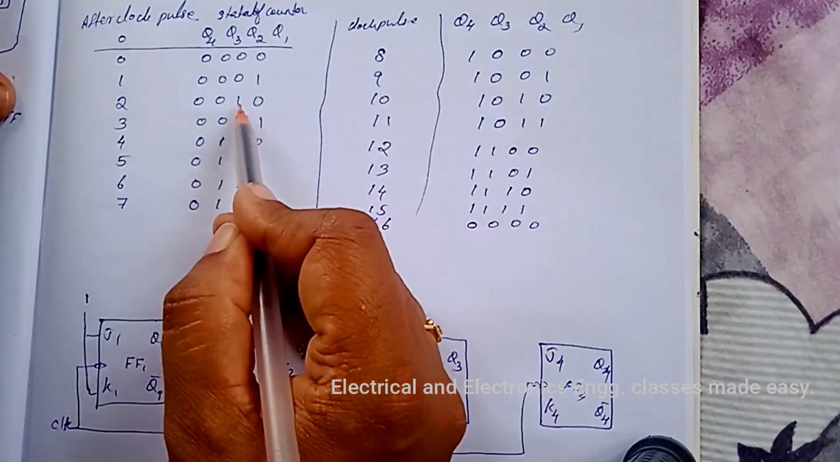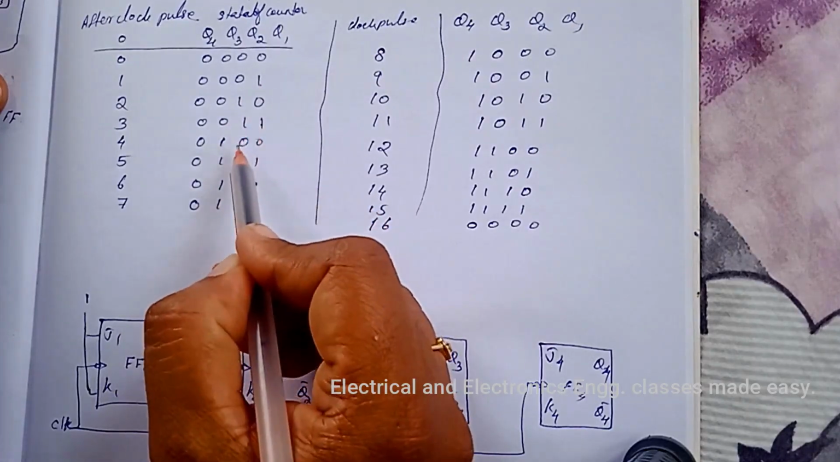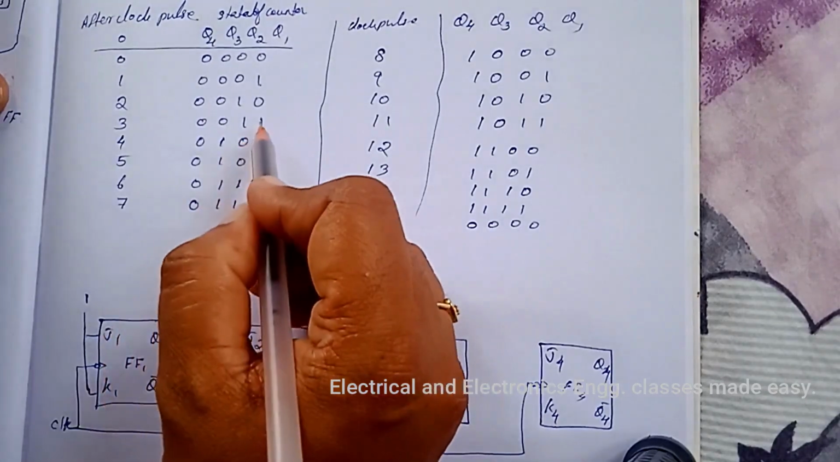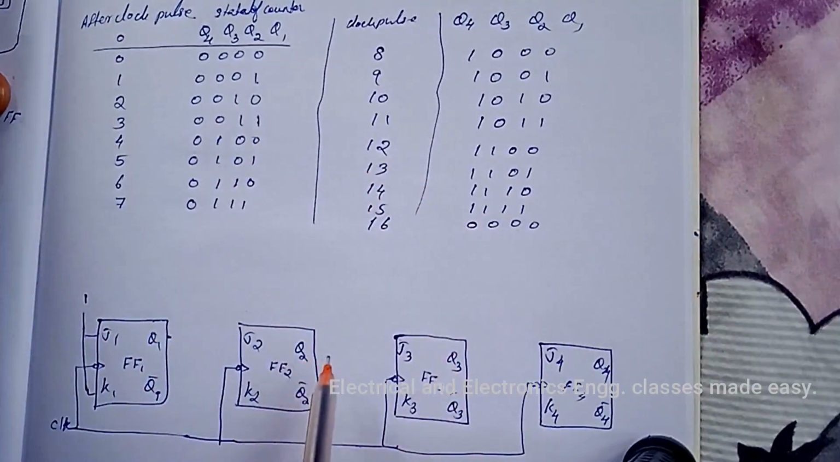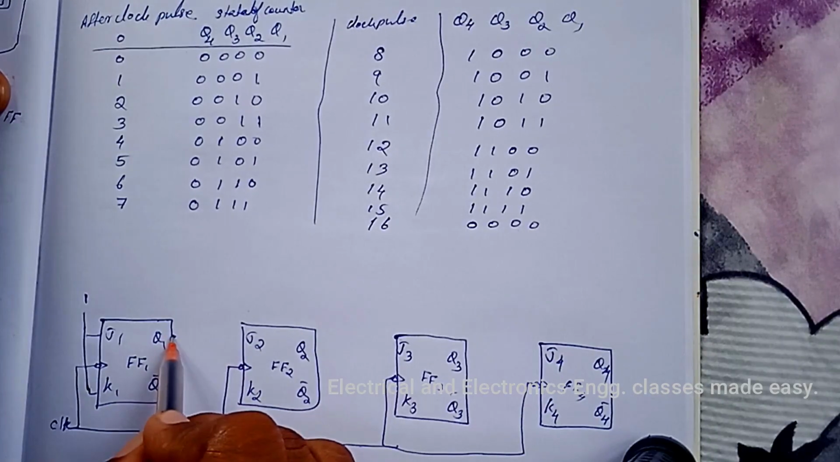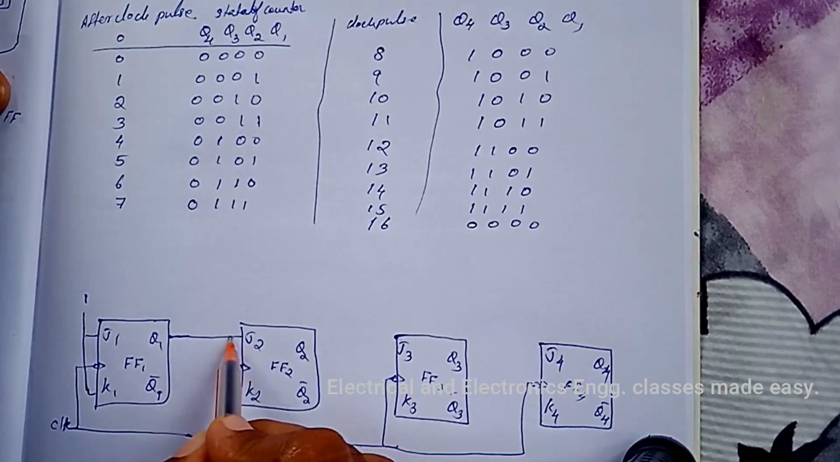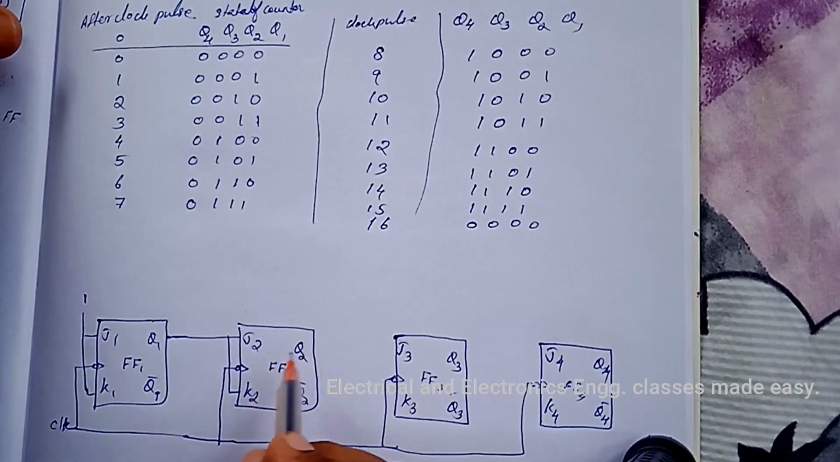And here Q2 changes state whenever Q1 is 1. That is, whenever Q1 is 1, Q2 toggles. So J2 and K2 should be connected to Q1. So when Q1 is 1, this flip-flop changes, that is, this flip-flop toggles.